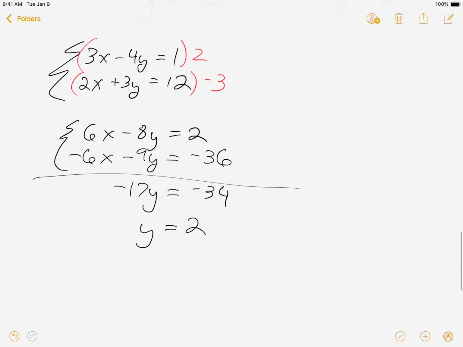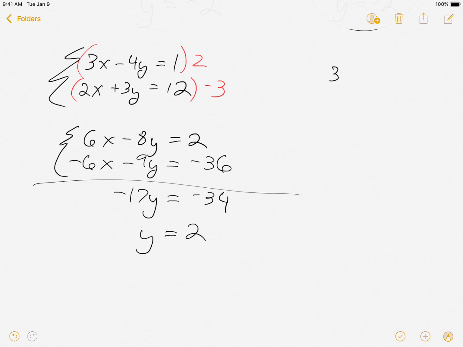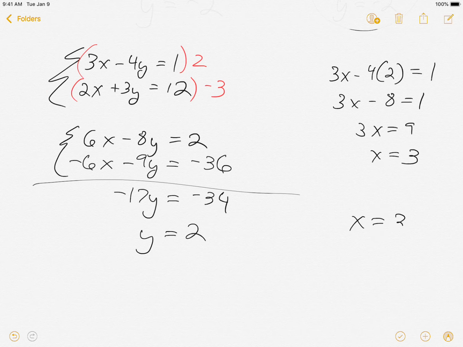And again, I can plug that into one of the equations. So we get 3x minus 8 equals 1. 3x equals 9. X equals 3. So the solution is x equal to 3, y equal to 2.